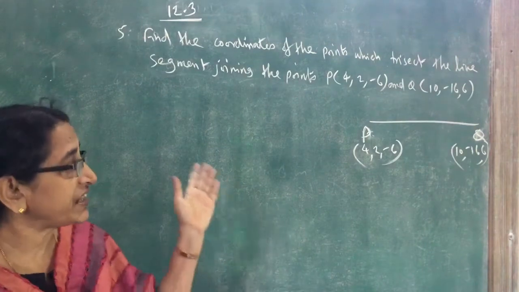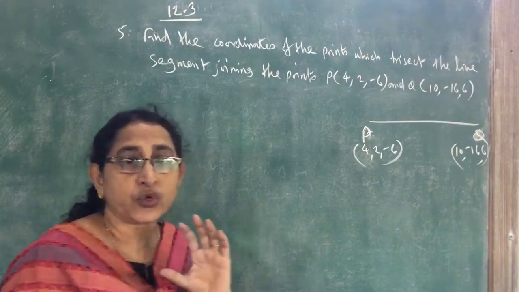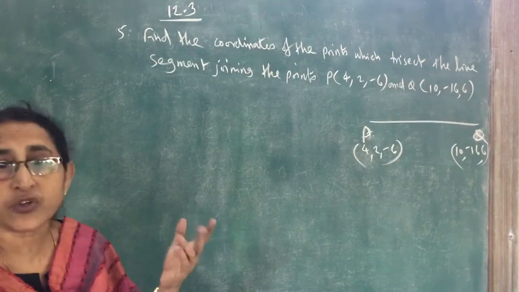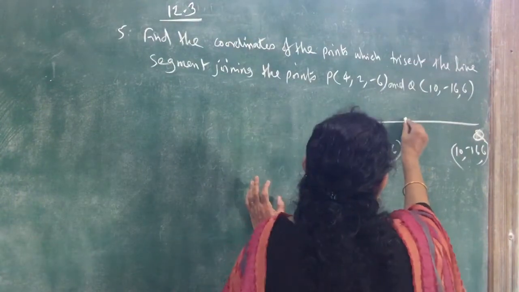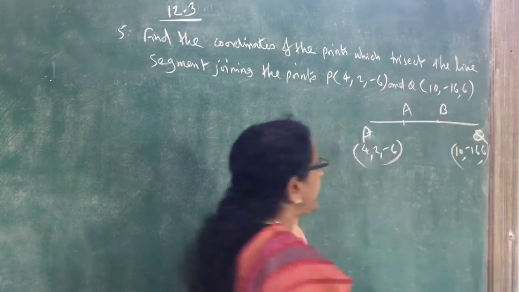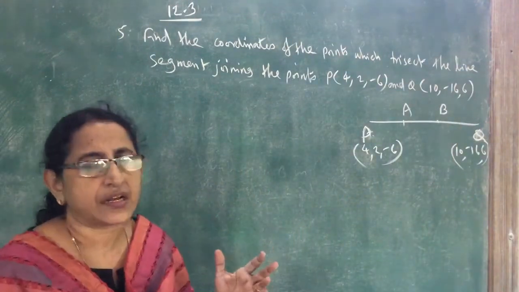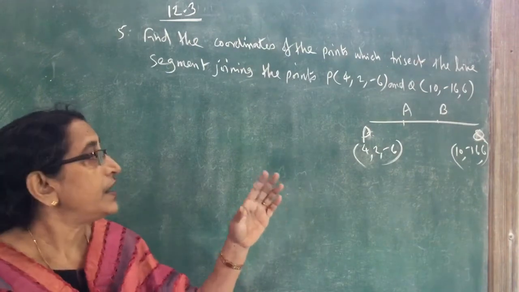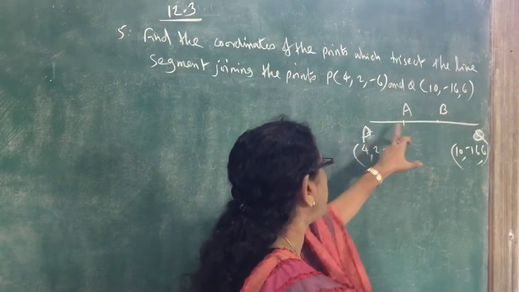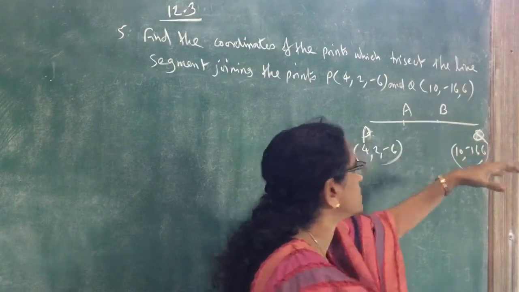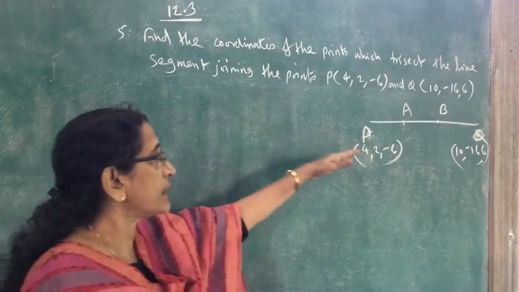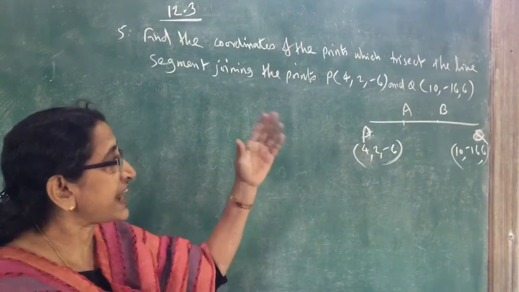Trisect means divides PQ into three equal parts. The points which divide PQ into three equal parts, let A and B be the points of division. So these points A and B divide PQ into three equal parts. PA is one equal part, AB and BQ. These are the three equal parts. So that is the meaning of trisect. So here A and B are the points which trisect PQ.